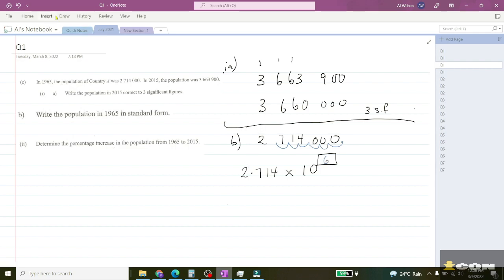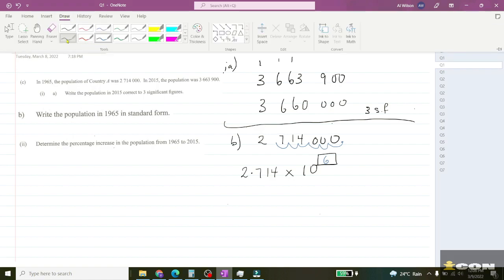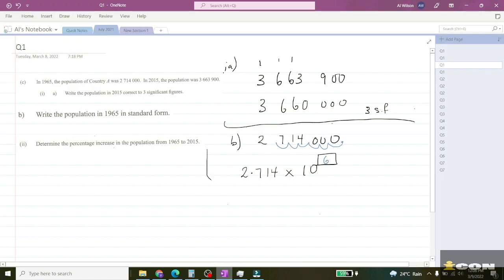Now, as you're probably noticing, these questions are relatively simple. It's generally straightforward. It just requires you to remember some of the concepts that you were taught in your earlier years of secondary school life.